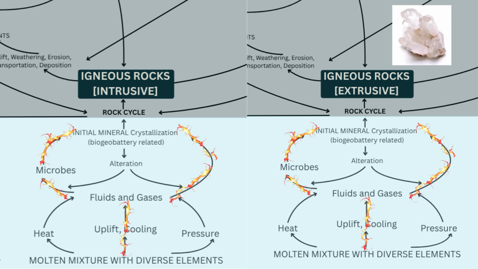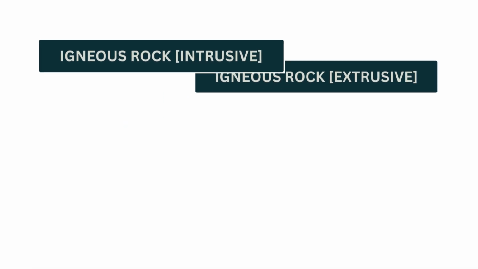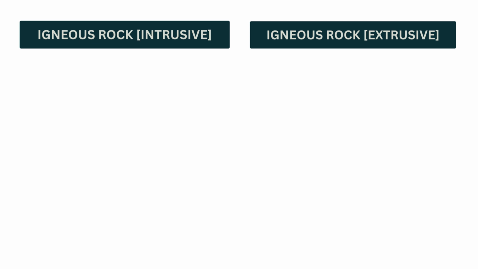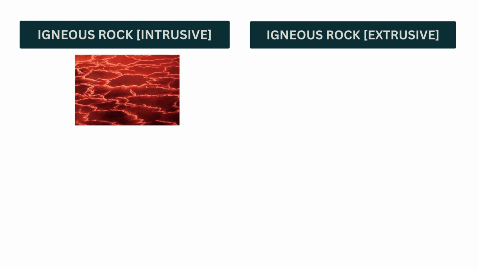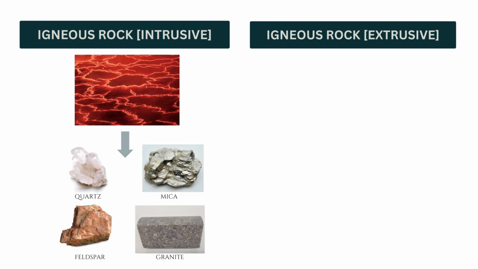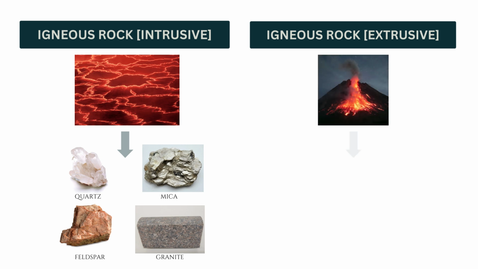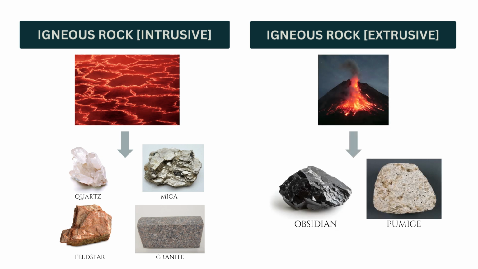Other times it forms on or near the Earth's surface as an extrusive rock. Granite is a type of intrusive igneous rock that forms deep underground as magma slowly cools and solidifies. It is composed primarily of feldspars, the most abundant mineral group in Earth's crust, quartz, the second most abundant, and smaller amounts of other minerals like mica.